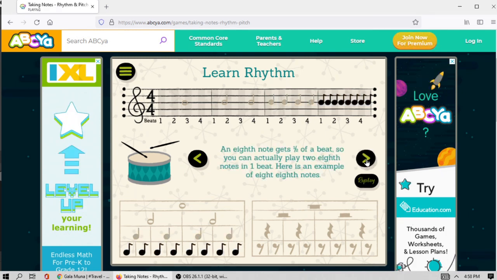An eighth note gets half of a beat, so you can actually play 2 eighth notes in 1 beat. Here is an example of 8 eighth notes.